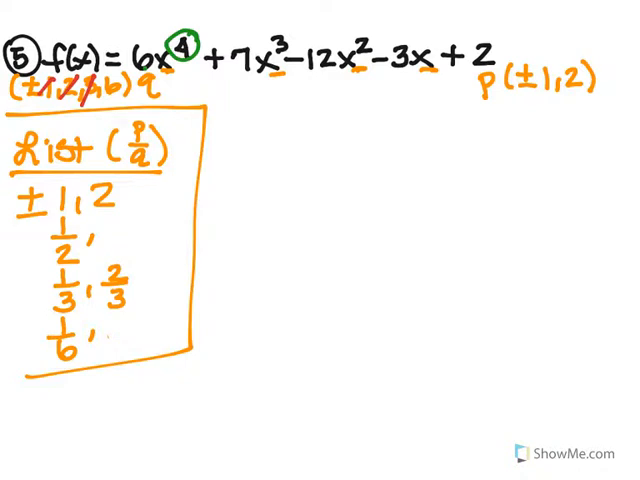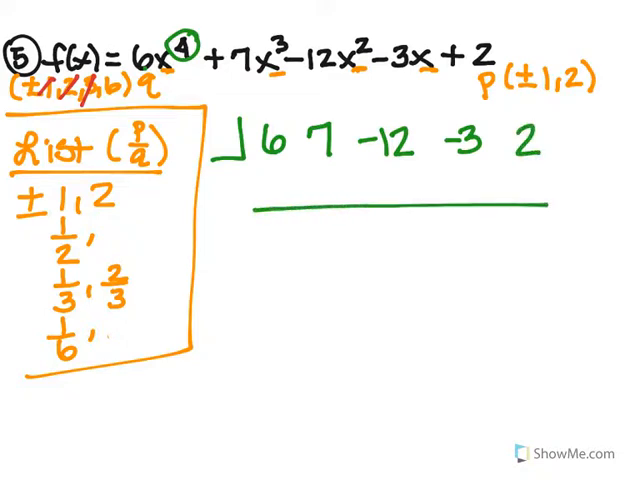So, let's try. Let me write my coefficients. I'm not missing a term: 4, 3, 2, 1, and 0. So I'm going to write 6, 7, negative 12, negative 3, and positive 2. Bring down 6.